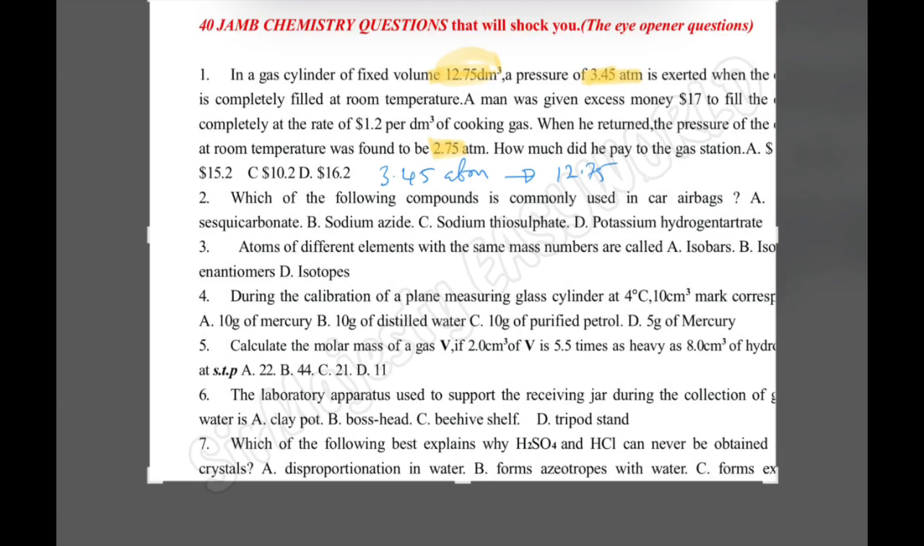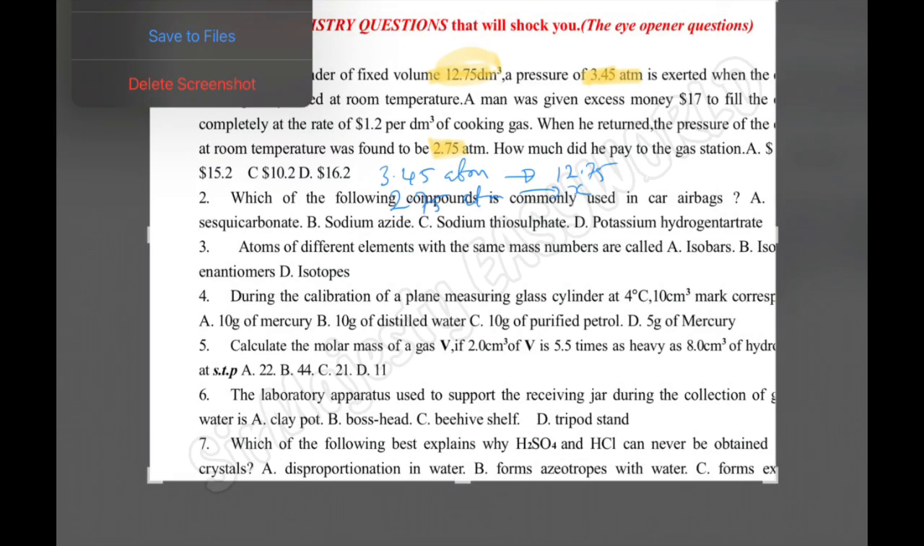Therefore, one can simply say 2.75 atm is equivalent to what volume? By doing that, we can cross multiply and find the volume that the man bought. And from the volume the man bought, we know the cost of 1 dm cube. We can now multiply by the cost and know the amount paid. Okay, so we move on to the solving page.